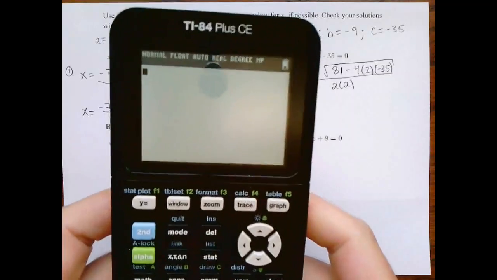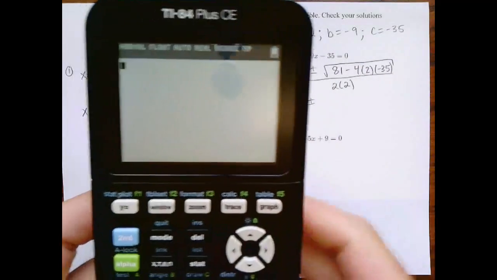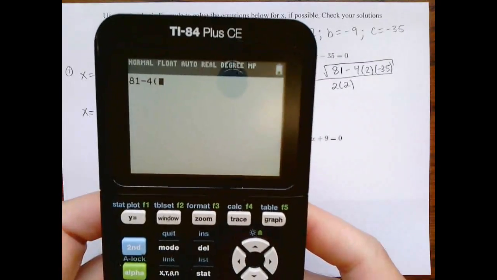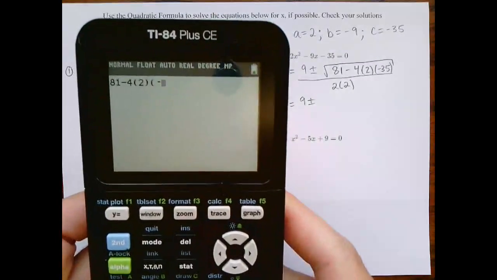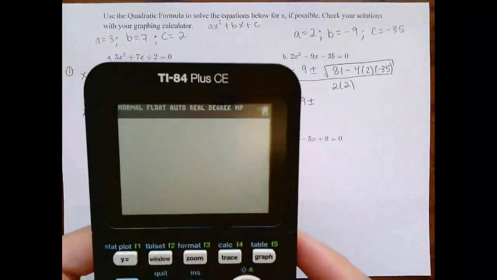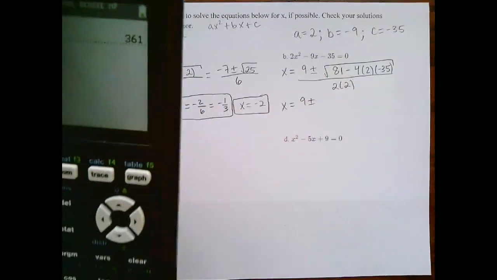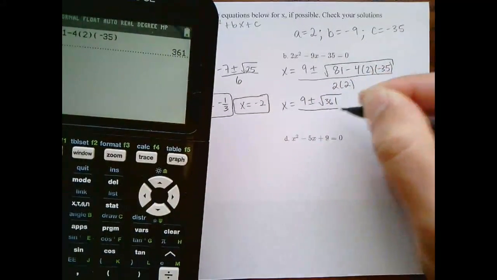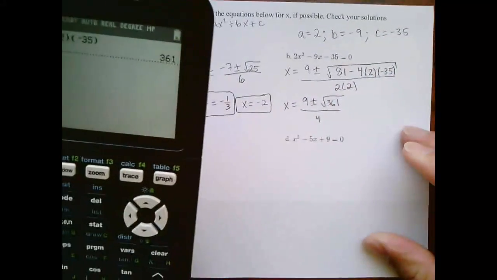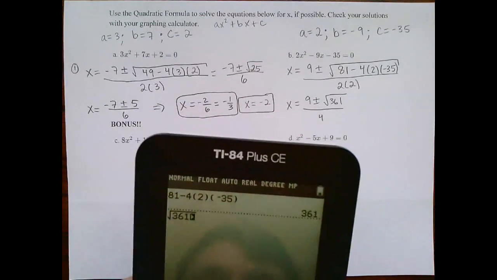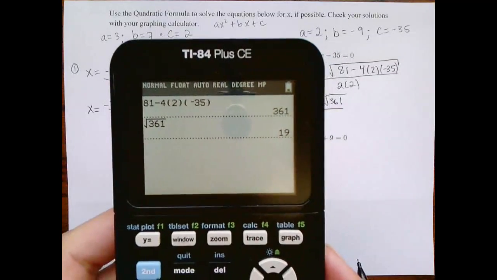Here you can put the inside of what you have underneath the square root. You have 81 minus 4. And then if you want, you can put in parentheses 2 and negative 35, but then please use the negative below the 3. And if you punch it in correctly, you'll get 361. So we have the square root of 361 all over 2 times 2, which is 4. All right, so let's find out, is there a square root of 361? There is. It would be just 19.